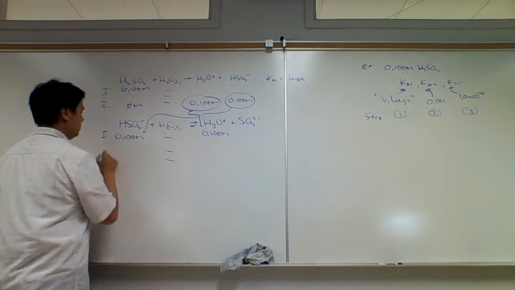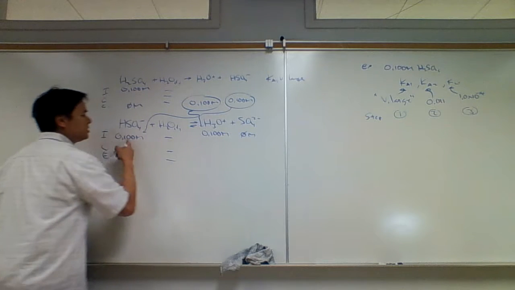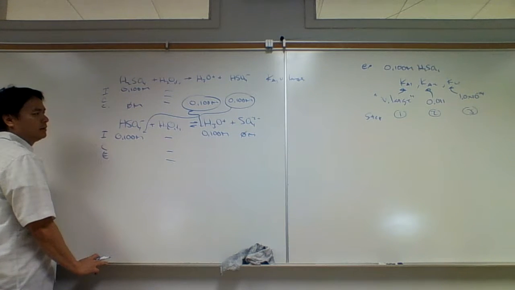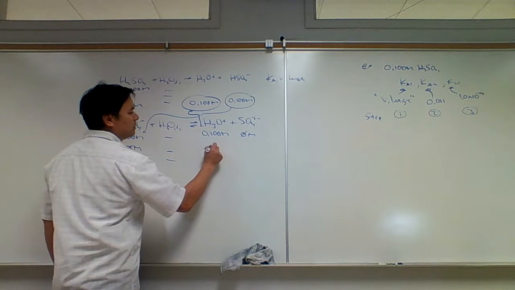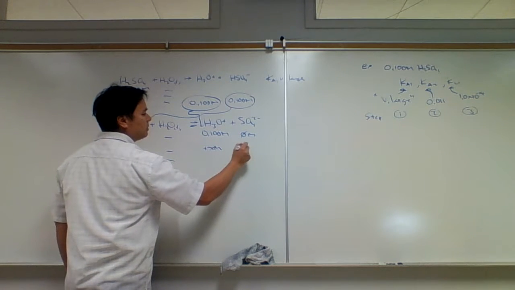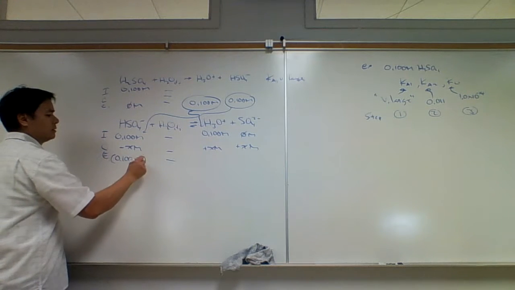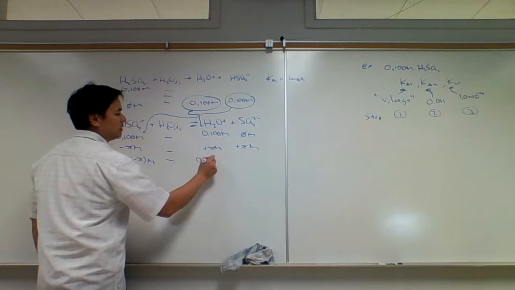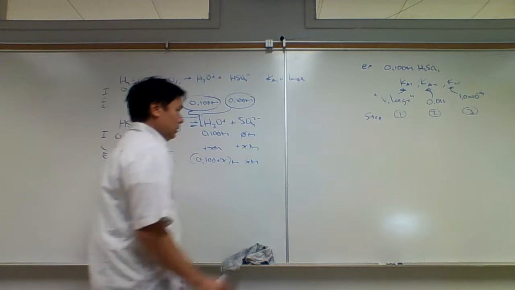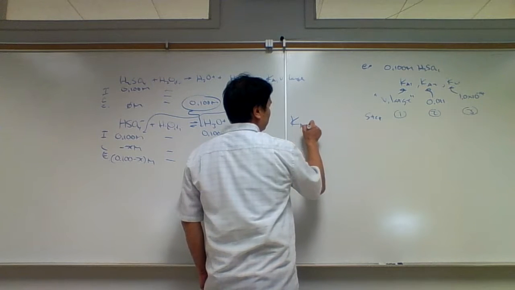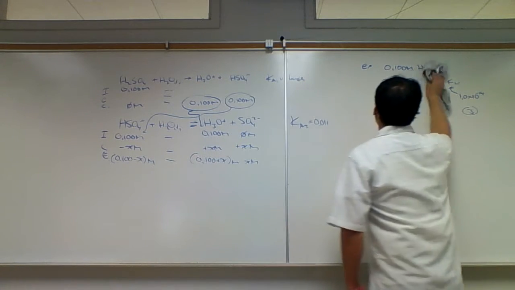H2O is a pure liquid. And so sulfate, we're going to assume that none of the HSO4 minus has yet reacted. And so this will be minus X molar, plus X molar here, and plus X molar. And so at equilibrium, I'm going to have 0.100 minus X molar, 0.100 plus X molar, and X molar. Ka2 is 0.011, which is just going to be this Ka here.